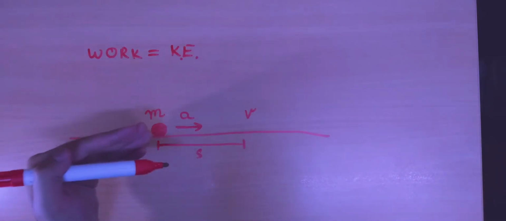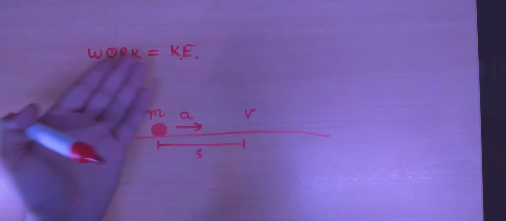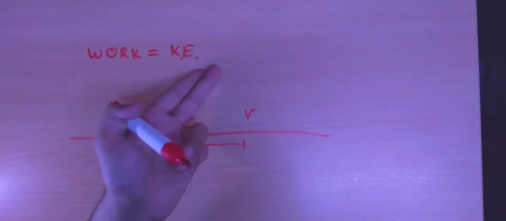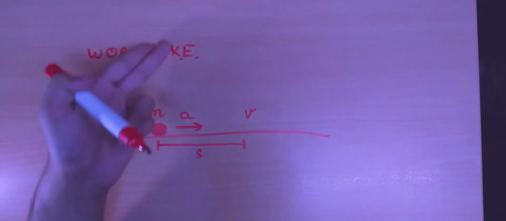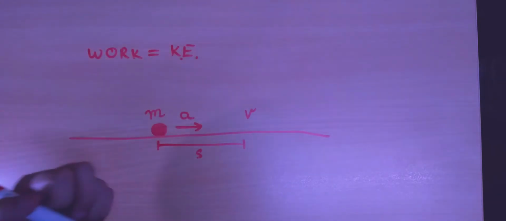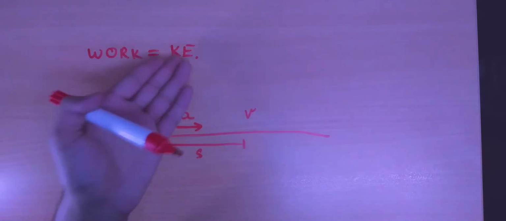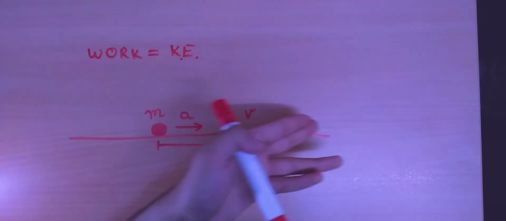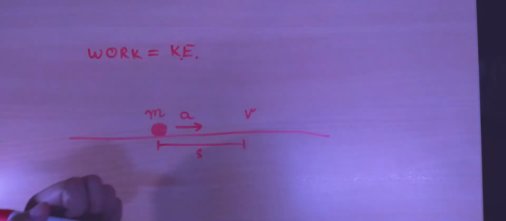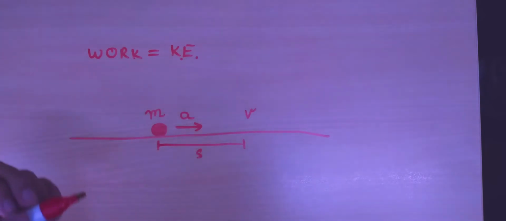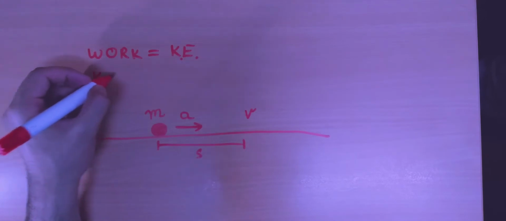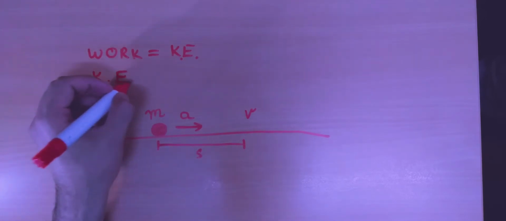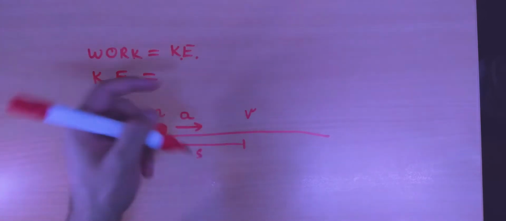So all the work that I do goes into increasing its kinetic energy, and hence work equals kinetic energy, or the work done on this object is equal to the kinetic energy gained by it. But obviously initially the kinetic energy is 0, so the kinetic energy gained is equal to the kinetic energy after I stop applying the force. Now I can simply write KE on this side, just to get work on this side.